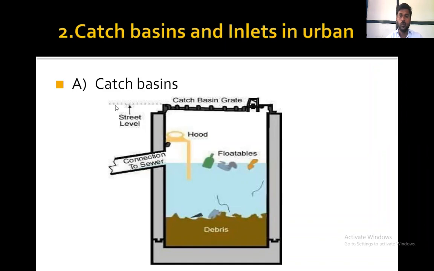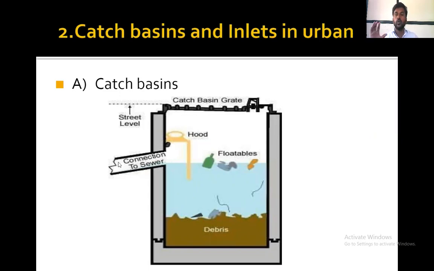This is the street level. Whatever water is coming on the street will be transferred to the catch basin. Along with the water, there is a chance of floating matter, debris, etc. So we will provide a hood, as you might have seen in environmental engineering, so that whatever floatable particles are there will stay on the top side. Whatever debris or settling particles are there will settle at the bottom, and the remaining water will be collected through the sewer system.